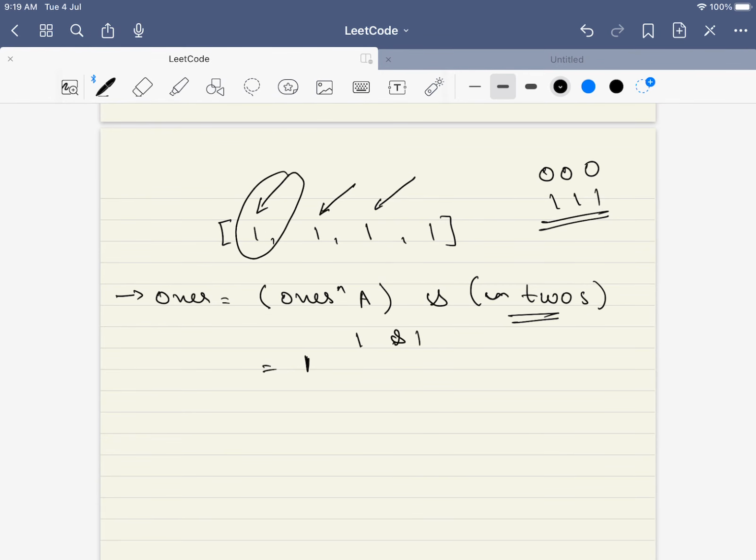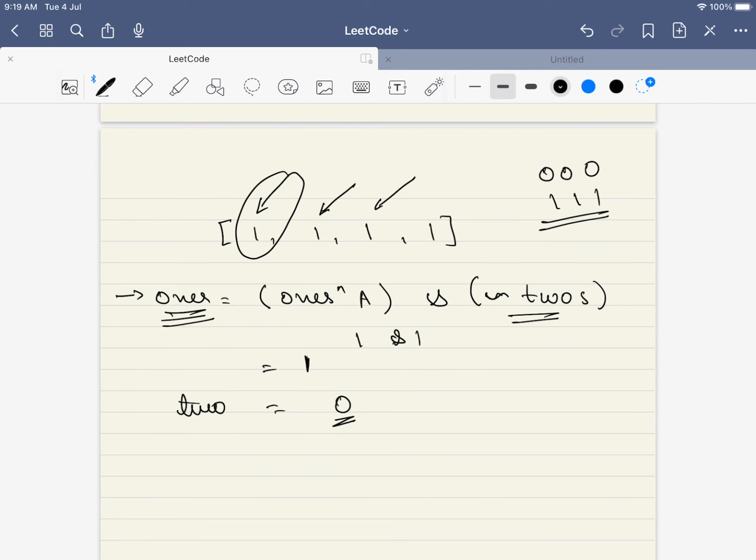That is, we have processed this number and ones will be 1. What will be twos? Twos will be again 0. Why? Because we have it already in ones, right? So if you have already in ones, there is no meaning in adding it to twos. So that is what we will be doing.